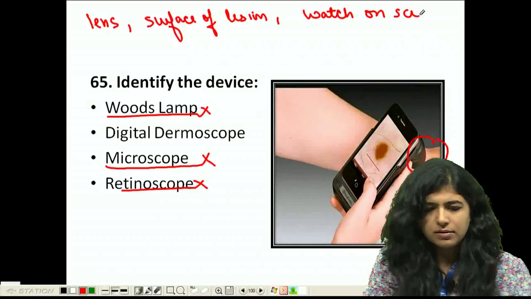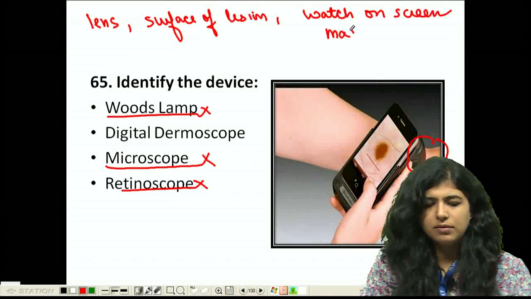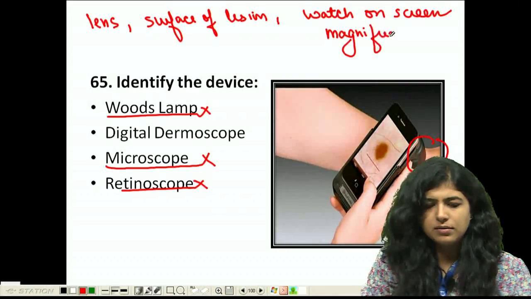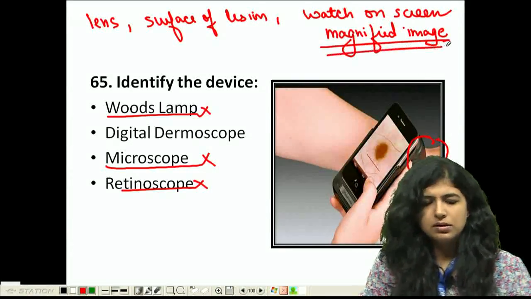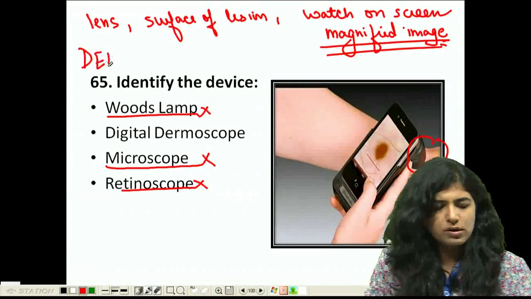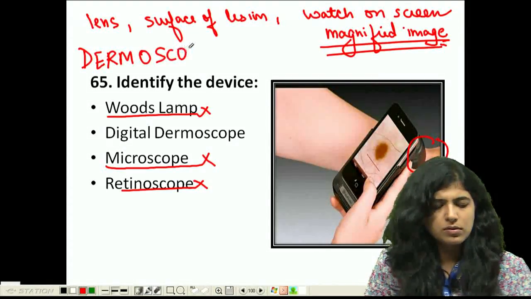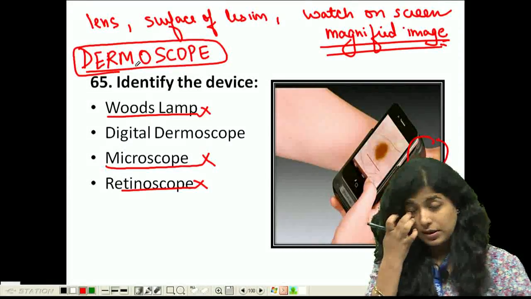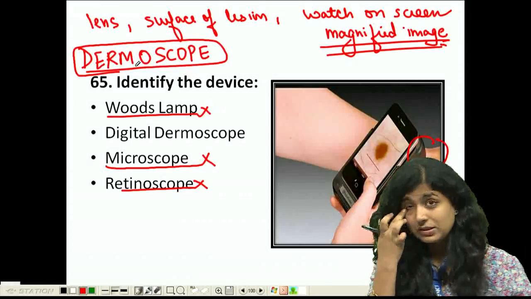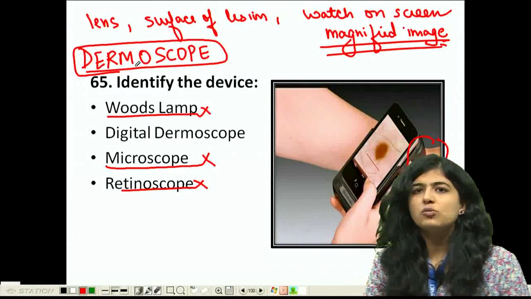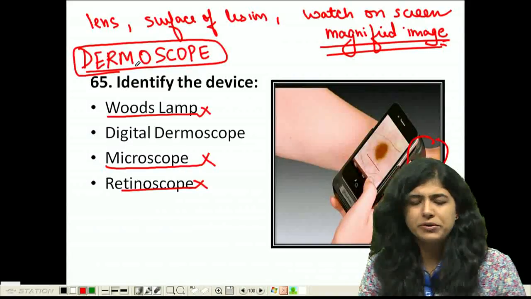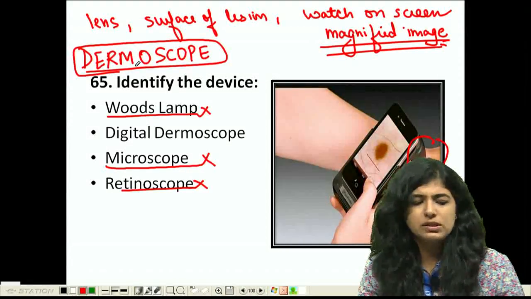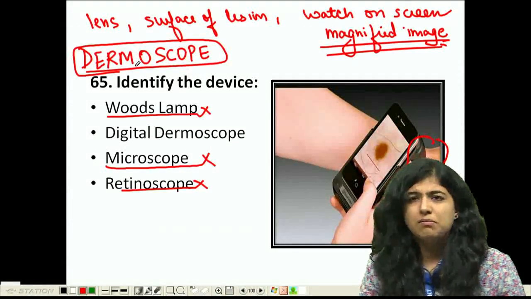watch on screen the magnified image. This is typically what a dermoscope is. Typically what a dermoscope is. This could be a handheld instrument, could be something which is connected to a laptop or a desktop.